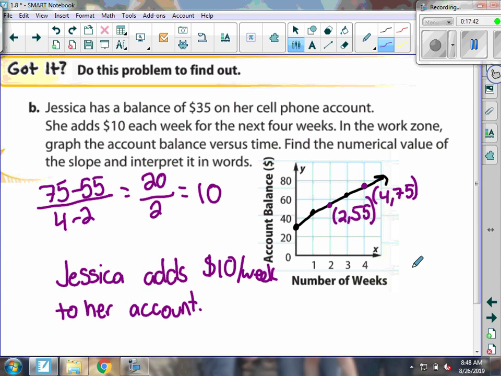Okay. So those are pretty easy. Okay. So there's nothing new from what we learned on Friday. It's the same thing, we're just calling it slope now instead of constant rate of change. Okay. So make sure that you have all this written down and let me know if you have any questions.